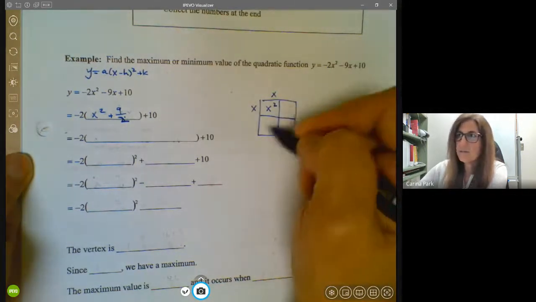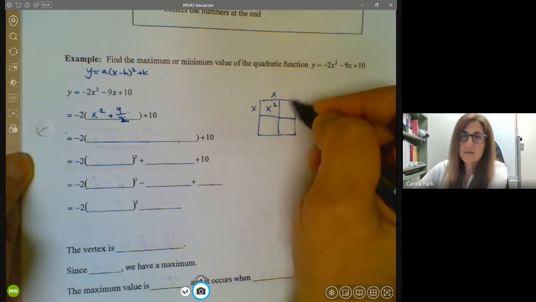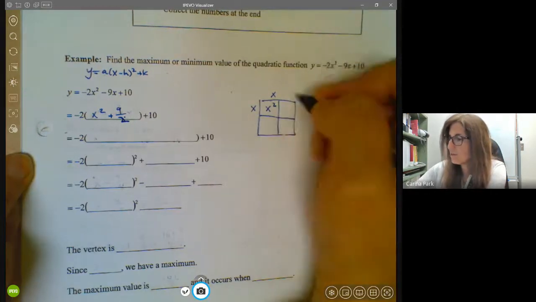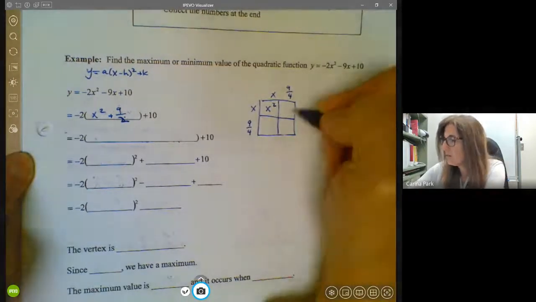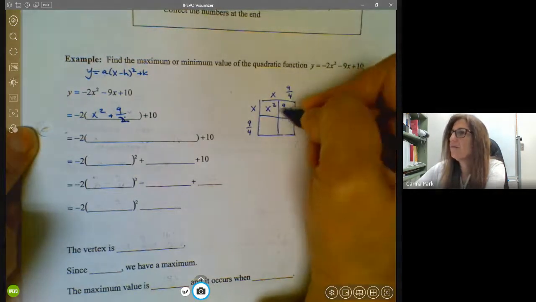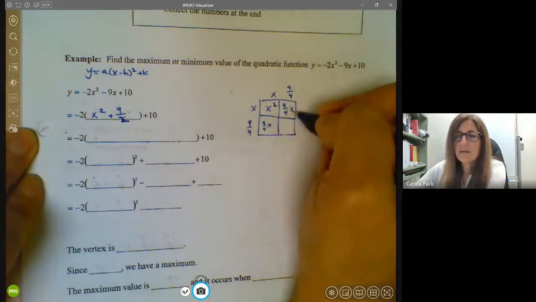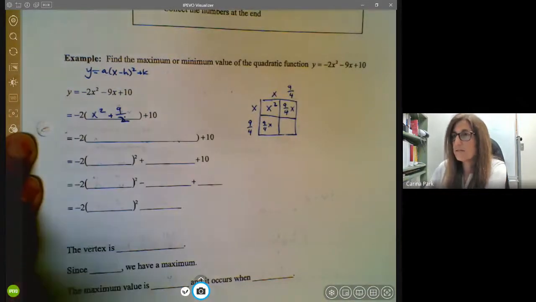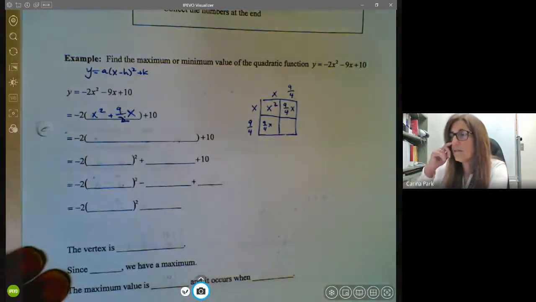These two have to add up to 9 over 2x. So I want these two numbers to add up to 9 over 2, and it has to be the same number. So it has to be half of 9 over 2. So this one has to be 9 over 4, and this one has to be 9 over 4. So that when I do the multiplication to find the area here, I have 9 over 4x, and the area of this one is also 9 over 4x, and when I add them, I'm going to have my 9 over 2x. Okay, sorry, this should say x. My 9 over 2x. Okay, so that's what I want.